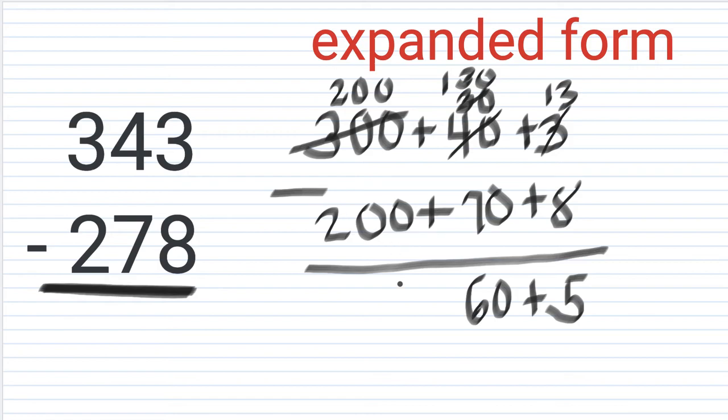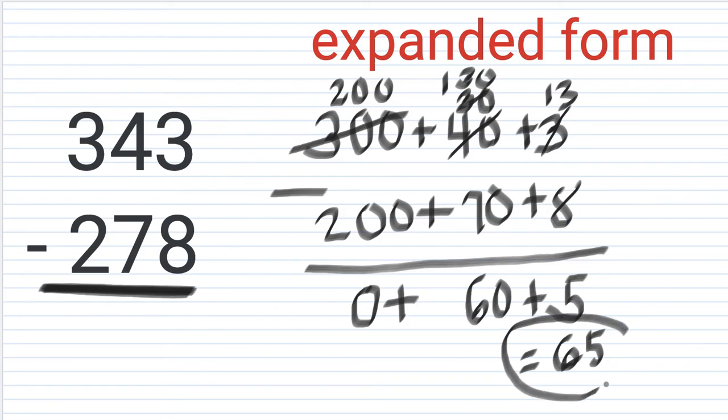So the answer is 0. So it's alright not to write it because the answer is 0. Okay, we'll just write 0. Okay. So 0 plus 60 plus 5, the answer is 65. Okay, so therefore, 343 minus 278, that gives us 65.